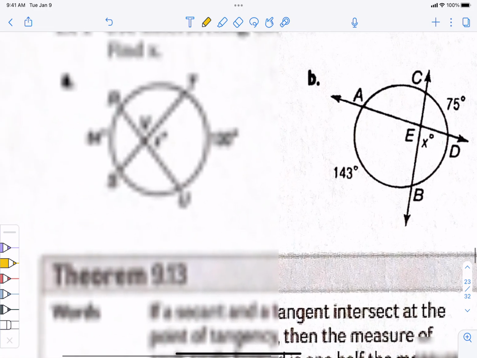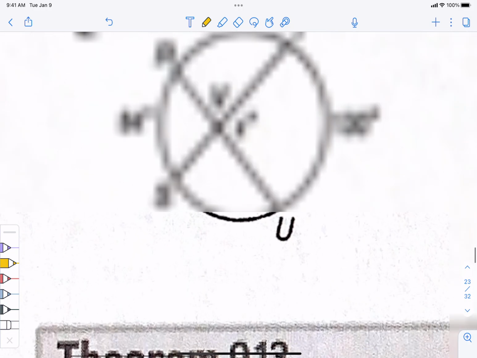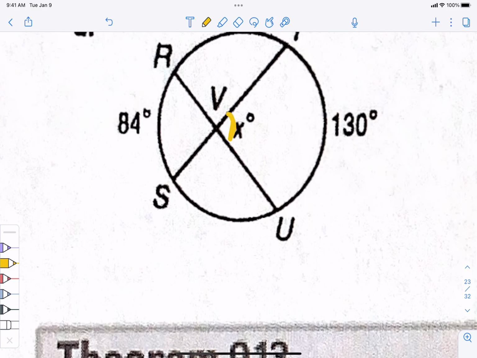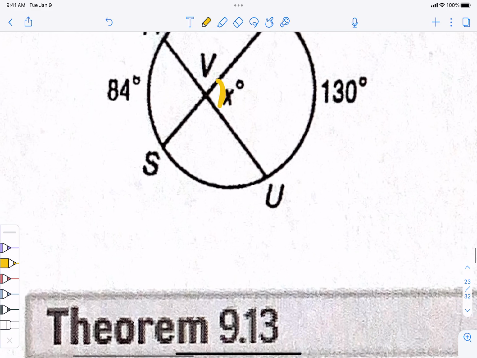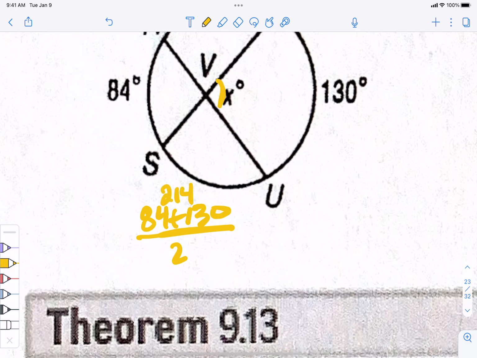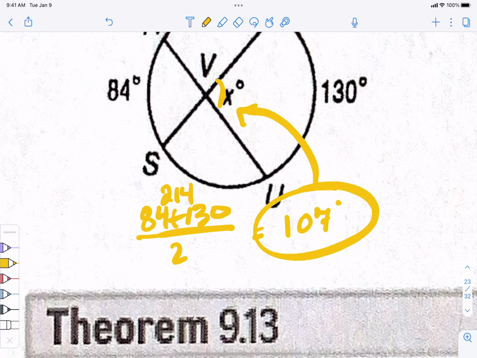So let's go down here and let's go to A, and they're asking for X, which is this angle right here, and they say 84, 130. Easy peasy, add them together, divide by 2. 84 and 130 is 214, I think. 214 divided by 2 is 107 degrees, I think. 107 degrees. That's what that is.